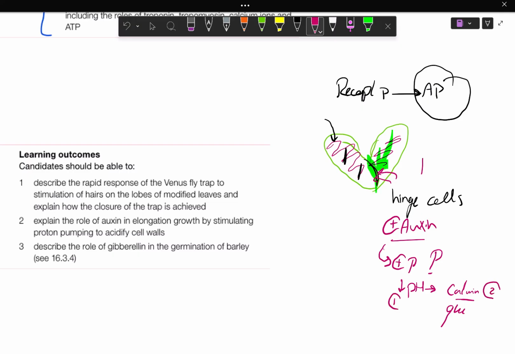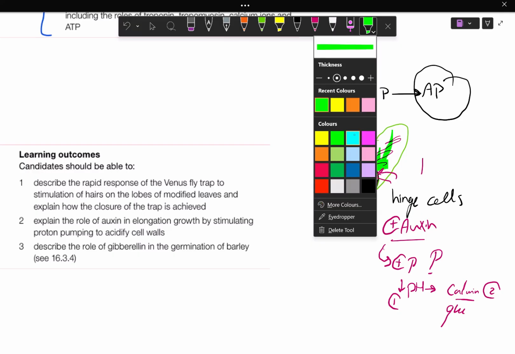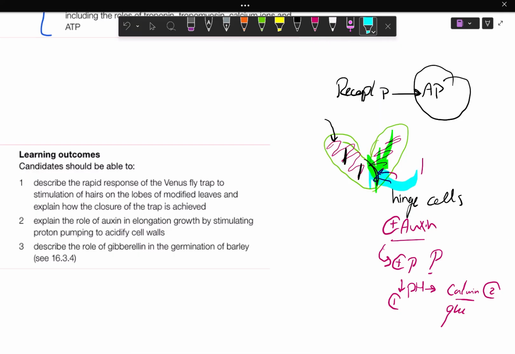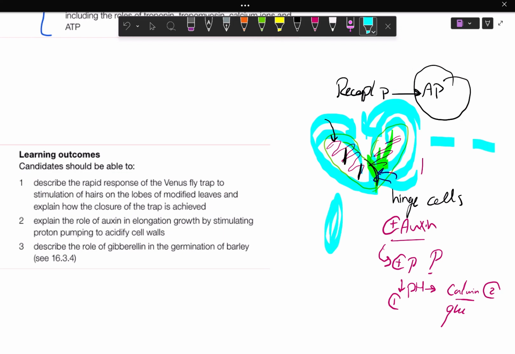The second thing that happens is that free calcium ions diffuse into the hinge cells. This lowers the water potential gradient, so now water also moves inside. So now we have cells that do not have glue anymore and water that makes them turgid. This causes the whole loop to become turgid and to close like this. So it changes from convex to concave, because now it's kind of closed like this.